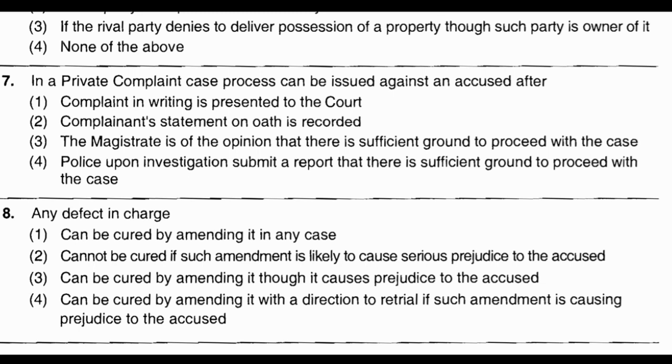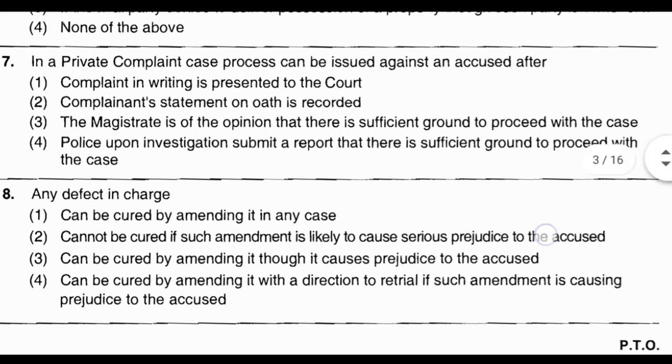Option number 2, cannot be cured if such amendment is likely to cause serious prejudice to the accused. Option number 3, can be cured by amending it though it causes prejudice to the accused. Option number 4, can be cured by amending it with the direction of retrial if such amendment is causing prejudice to the accused. And the correct answer is option number 4, can be cured by amending it with the direction to retrial if such amendment is causing prejudice to the accused.